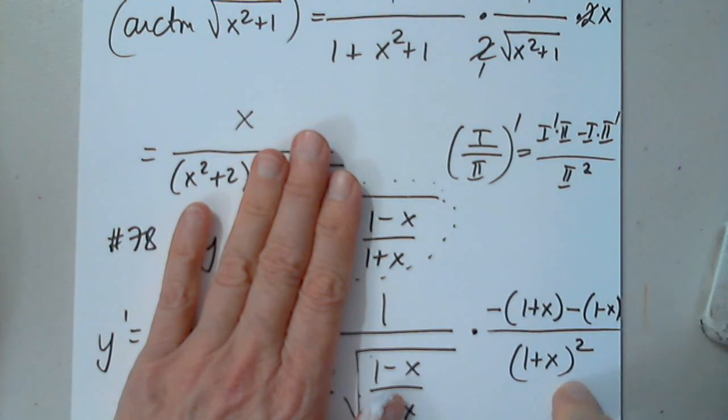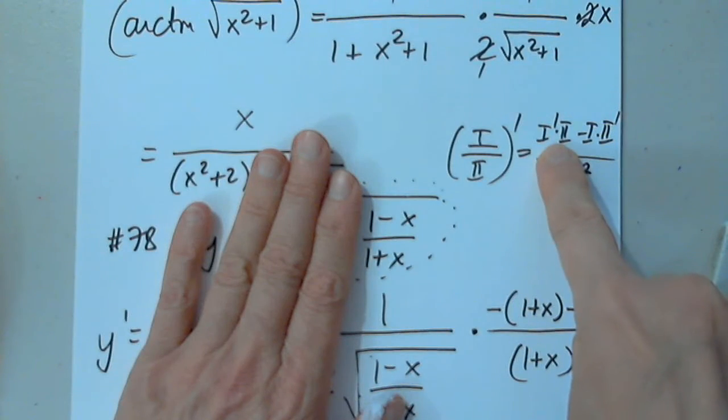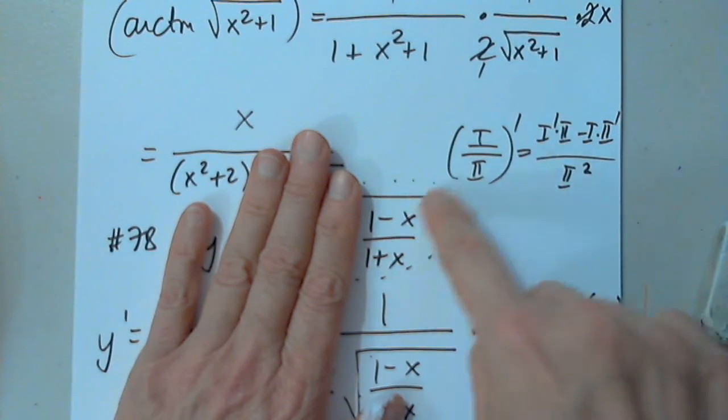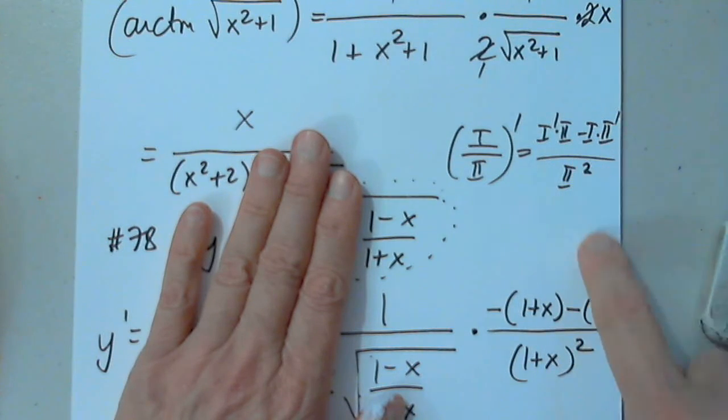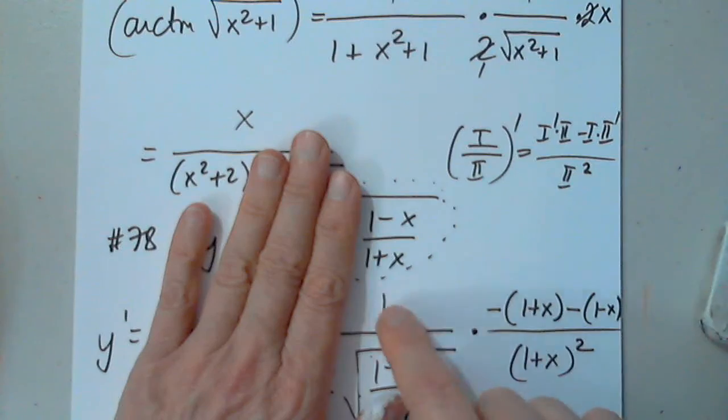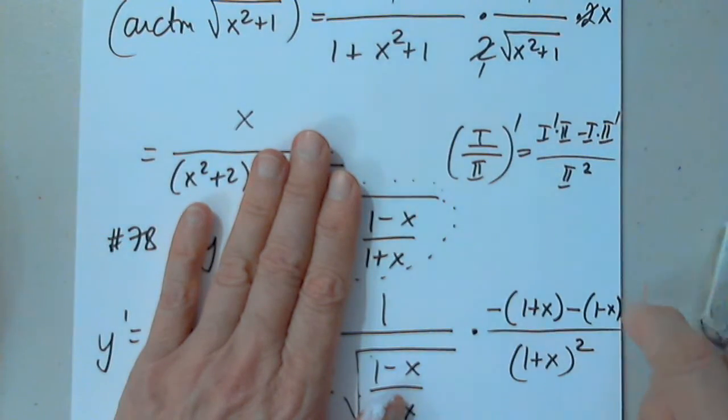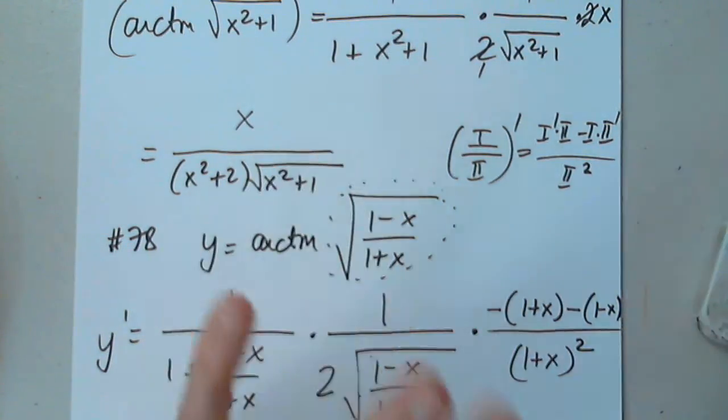The denominator has to be squared. The numerator prime, -1, times the denominator, and then minus the numerator, 1 minus x. Luckily, this prime is 1, because I would have had to multiply it here, but luckily it is 1.